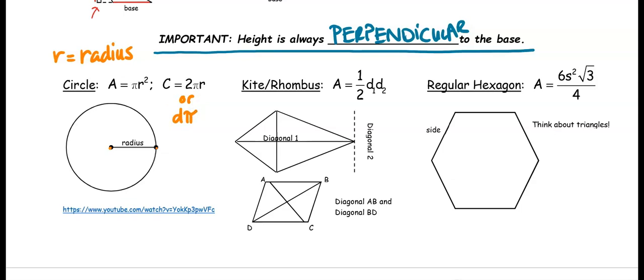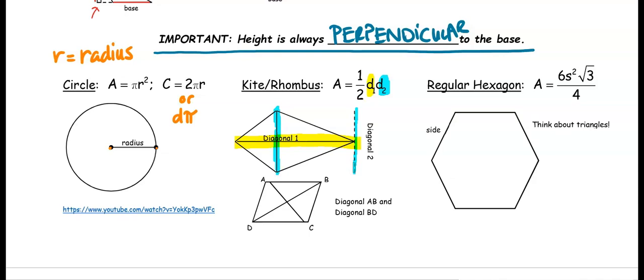The formula for the kite and the rhombus is the same formula. So it doesn't matter if you're looking at a kite or a rhombus. It's A equals 1/2 d1 times d2. So the area is 1/2 diagonal 1, connecting one corner to the other, times diagonal 2, connecting the other two. And you can see that it's indicating that relationship outside.